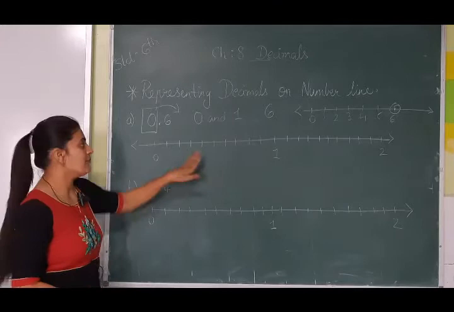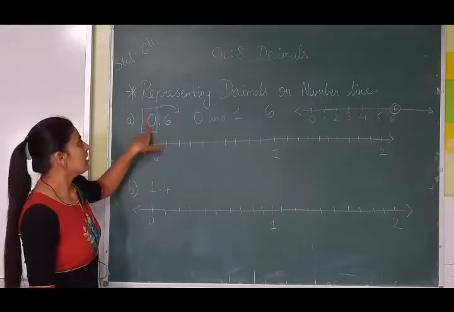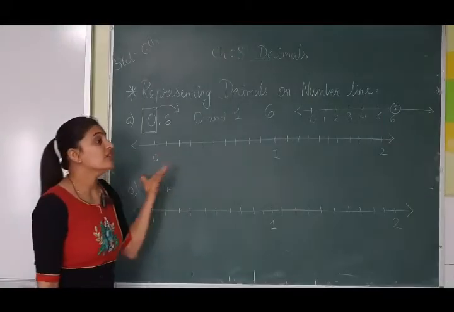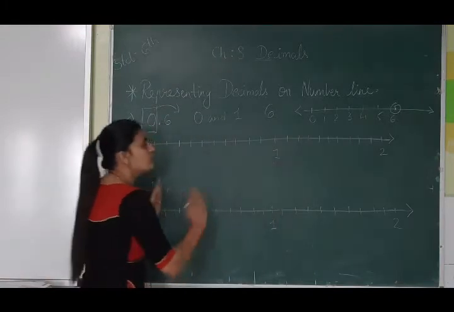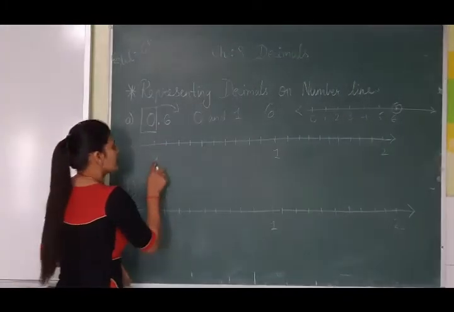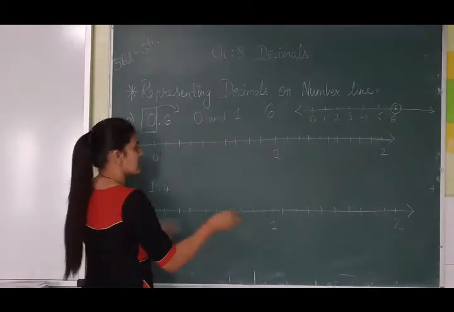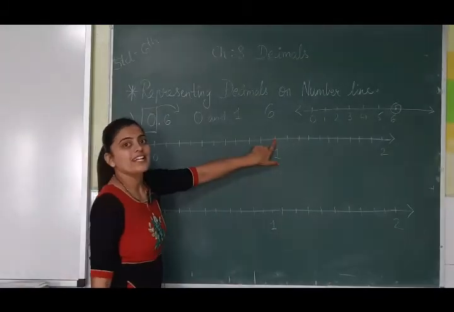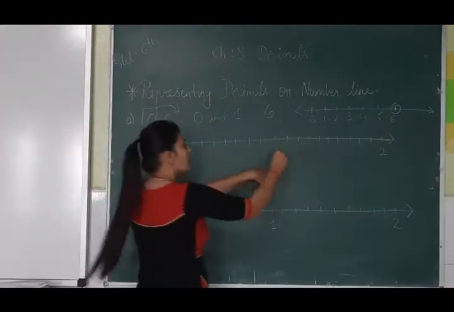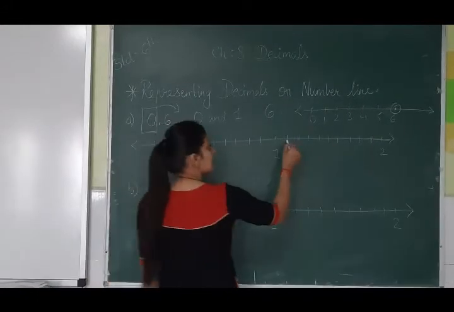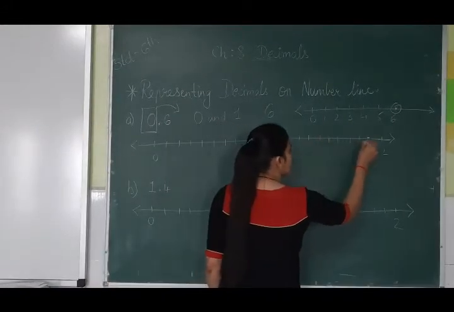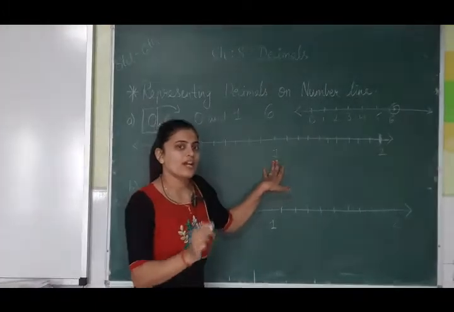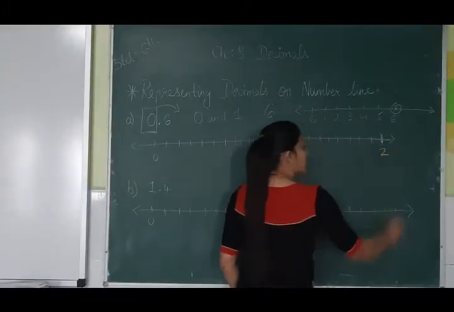Now how to represent them on this number line? First we need 0 and 1, and between them we will get 0.6. So we need space between 0 and 1. How to mark between 0 and 1? First mark 0, after that draw 10 lines: 1, 2, 3, 4, 5, 6, 7, 8, 9, 10. This 10th line will be 1. Now again we count 10 lines: 1, 2, 3, 4, 5, 6, 7, 8, 9, 10. Here 0 is marked, 1 is also marked, after 1 it will be 2, so we mark 2 over here.